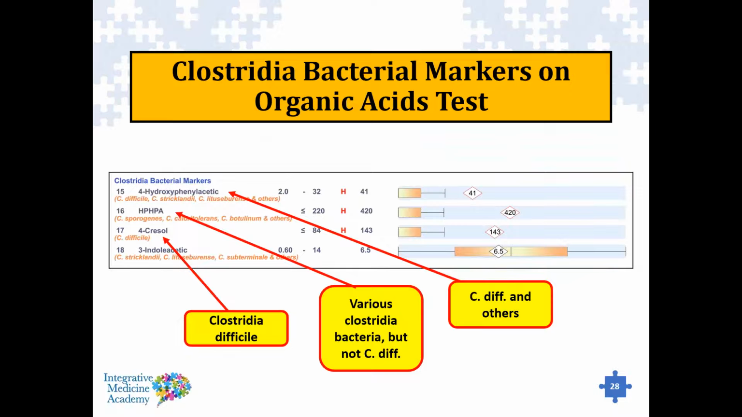Second most common is 4-cresol. Third most common is 4-hydroxyphenylacetic. It's relatively uncommon to get all three of these. We know that cresol is linked to C. difficile. We know that 4-hydroxyphenylacetate is linked to C. difficile and other Clostridia.